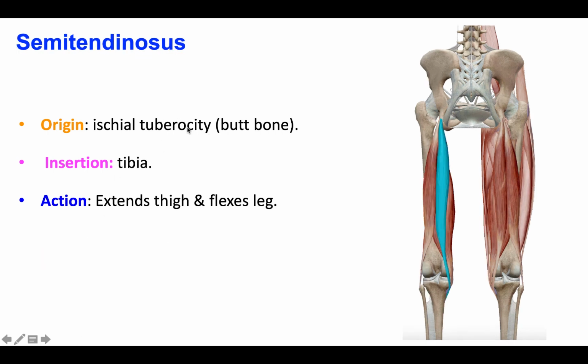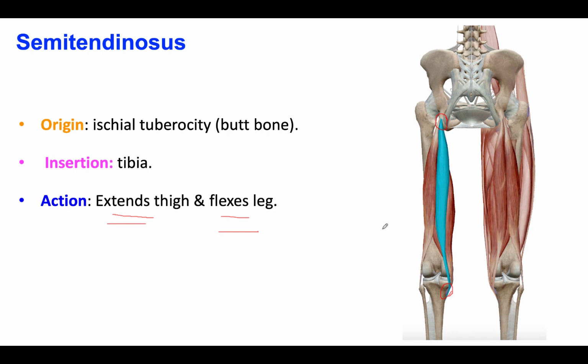Next one in the hamstring group is called semitendinosus. The semitendinosus muscle, the origin is the same as biceps femoris, the ischial tuberosity. This one inserts right into the tibia, and its job is to extend the thigh and flex the leg.